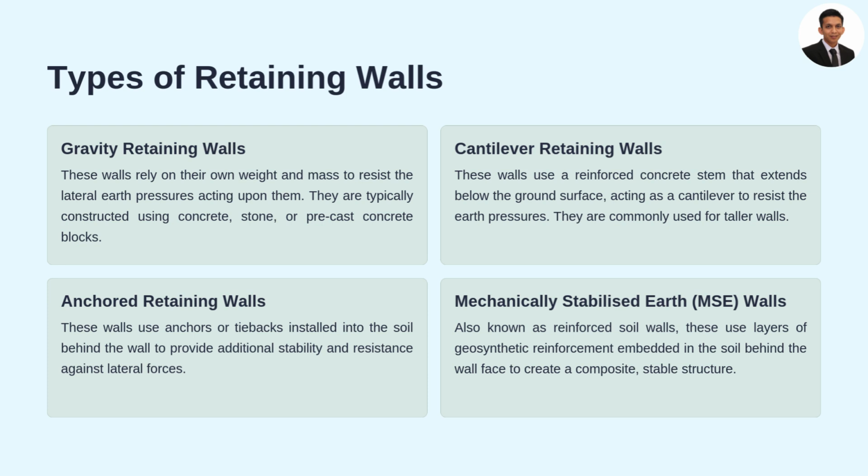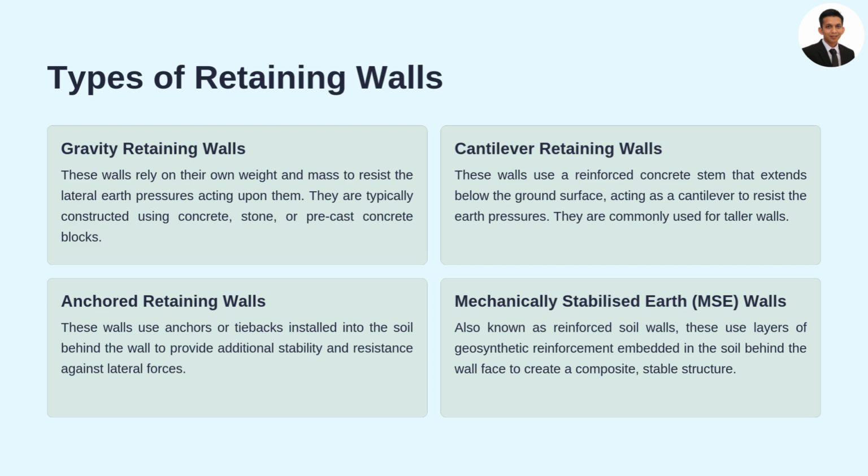Number two, cantilever retaining walls. Uses reinforced concrete and base slabs for support. Efficient for medium to tall walls. Number three, anchored retaining walls. Incorporates steel tiebacks or anchors for additional stability. Ideal for deep excavations or heavily loaded walls.